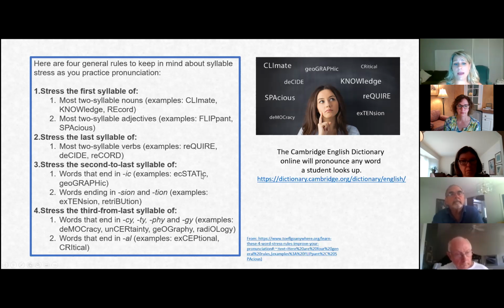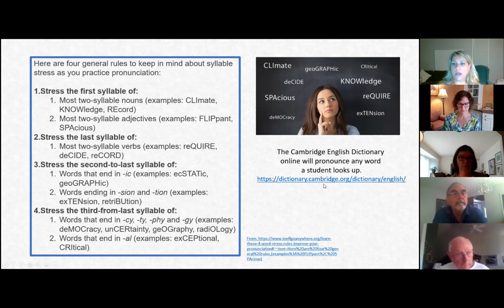Okay, words that end in IC tend to have the second to the last syllable stressed. So ecstatic, okay, and notice I get that stress. It's that pitch that goes up. It's that volume that goes up a little bit. Okay, same thing with TION or SION. So retribution, extension. Okay, and with really long words, we tend to stress the third to the last syllable. So uncertainty, geography, okay?